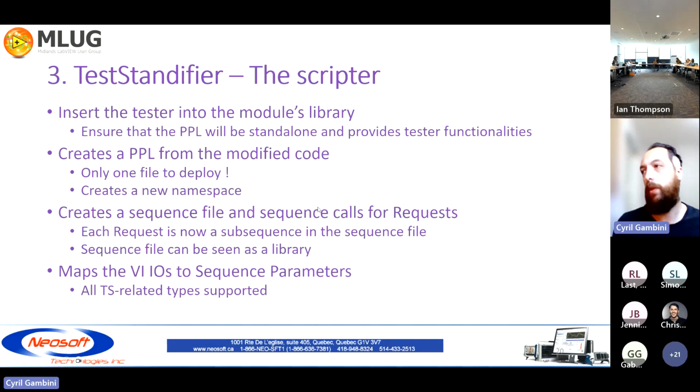And since we create a sequence and we've got subsequences for each request, if you create 100 requests in your DQMH module, it will add 100 subsequences into your sequence file. And you will just have to create sequence calls. You may want to perform some requests in parallel, and since it's a sequence call, you will be able to do this natively in TestStand. And we map all the VI inputs and outputs to sequence parameters, so you don't have to deal with LabVIEW and TestStand mapping. It will be done automatically by the tester.